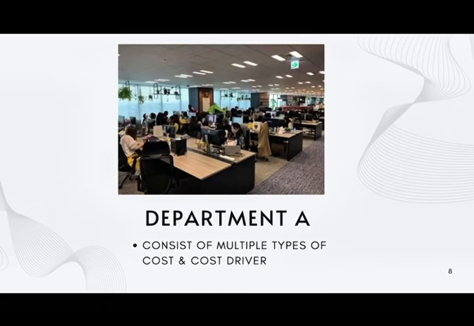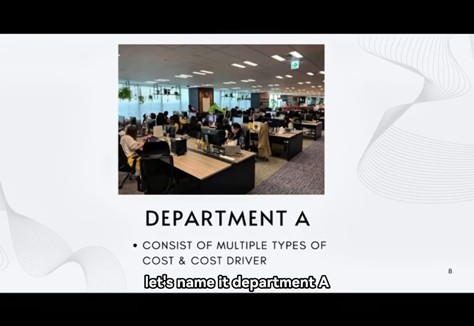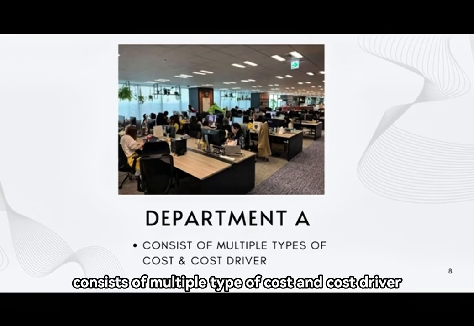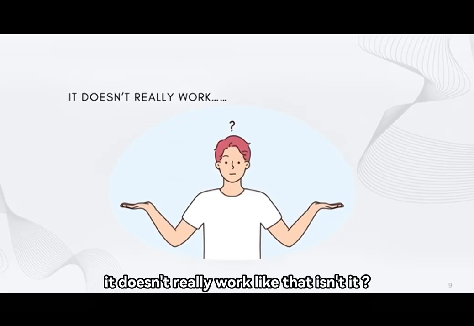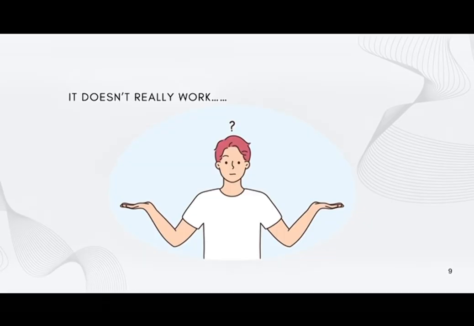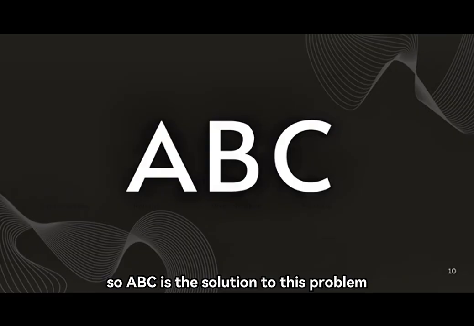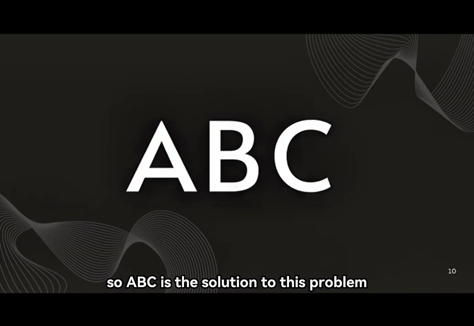Imagine one production department. Let's name it Department A. Department A consists of multiple types of cost and cost drivers. But using only one cost driver doesn't really work like that, does it? So, ABC is the solution to this problem.